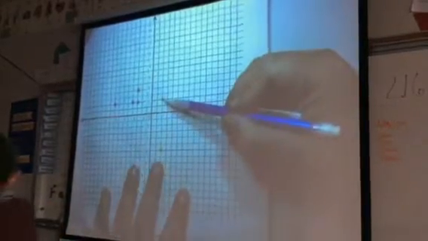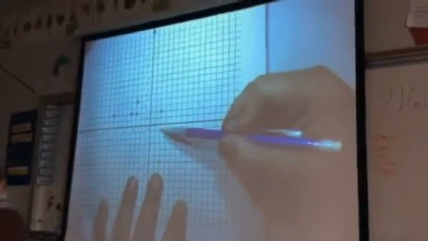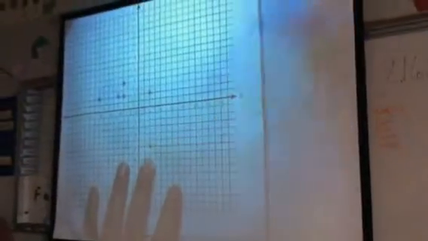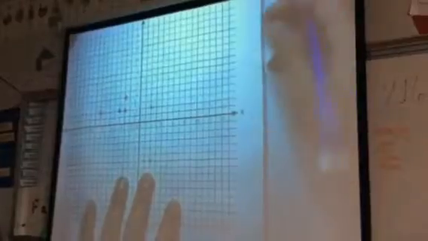So let's see if we're right. Ready? So here they are on the green ones. Let's count. There's 1, 2, 3, 4, 5, 6, 7, 8. Were we right? Yeah. Okay.